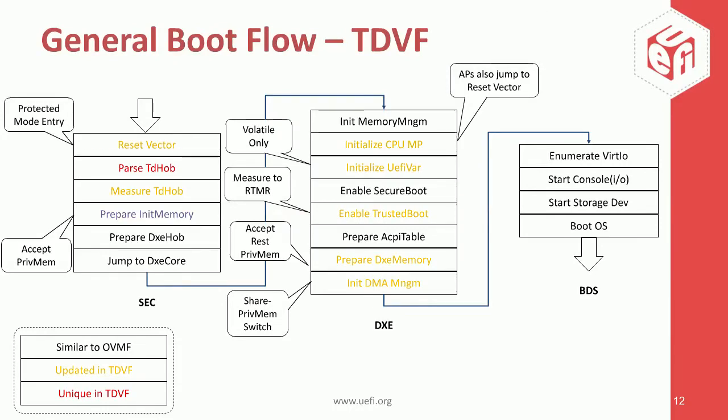Here is a picture of the high-level boot flow of a TDVF. The black color means the flow is very similar to existing OVMF. The orange one means the flow exists in OVMF, but it is updated in the TDVF. And the red color means the flow does not exist in OVMF and it is new in a TDVF. First, the reset vector in TDVF is different. The traditional OVMF has a 16-bit real mode entry point. The entry point in a TDVF is 32-bit protected mode.